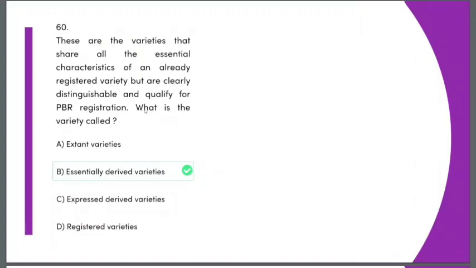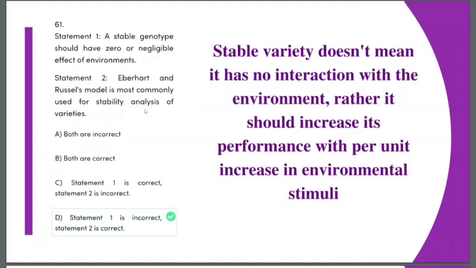60th question is, these are the variety that share all the essential characters of already registered variety but are clearly distinguishable and qualify for PBR registration. What is the variety called? So it's the definition of essentially derived variety.